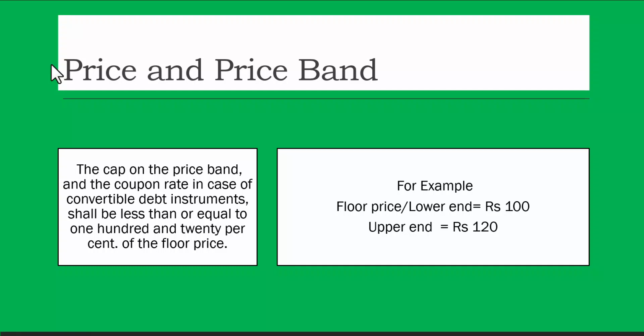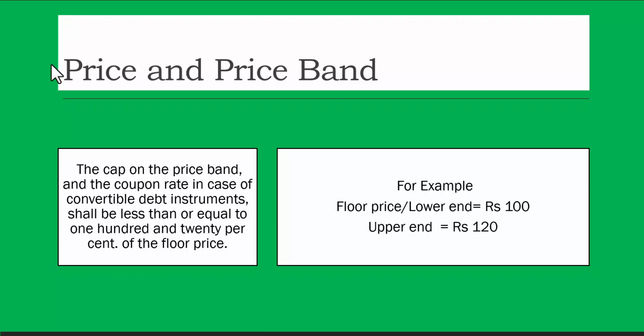So there is a floor price, and there is an upper band. There is a price band which will have a lower end and an upper end, and maximum it can go, say for example, if it is 100, then maximum it can go to 120. So 20% more can be the price band. If you are offering at 200, the upper band will be 240. If you are offering the shares at 300, then the upper band will be 360. So maximum they can go up to is 20%.